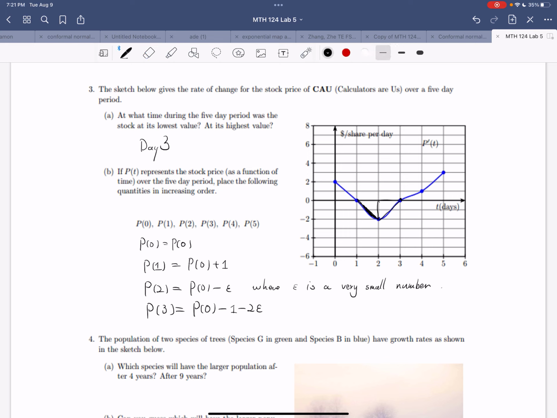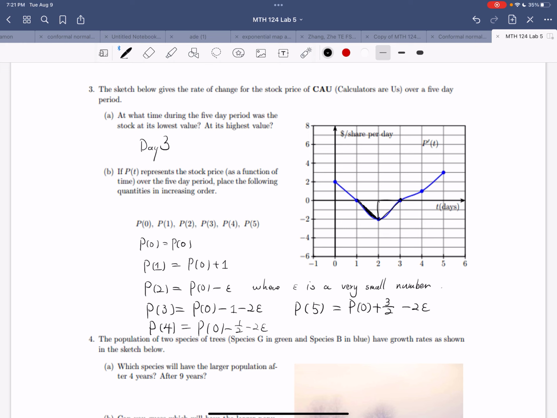What about P4? P4 is P3 plus this 1/2. Right? So plus 1/2 is P0 minus 1/2 minus 2 epsilon. And P5 is, you add this one, this is 1, this is another one, so add 2. This amount, add 2, is P0 plus 3/2 minus 2 epsilon.